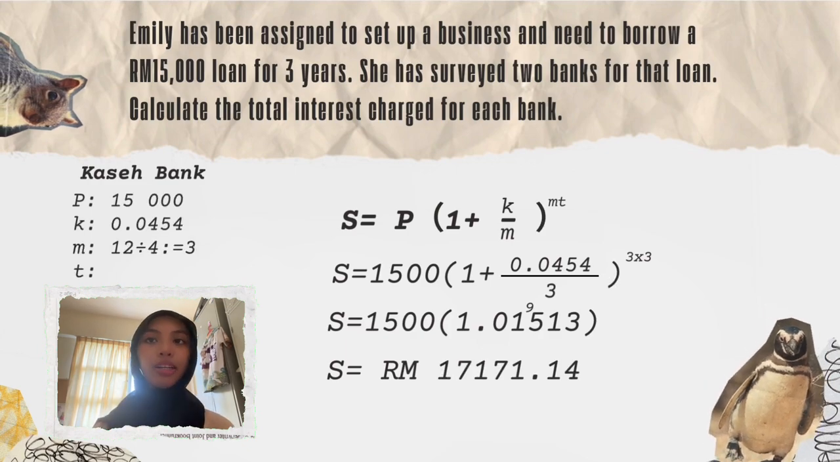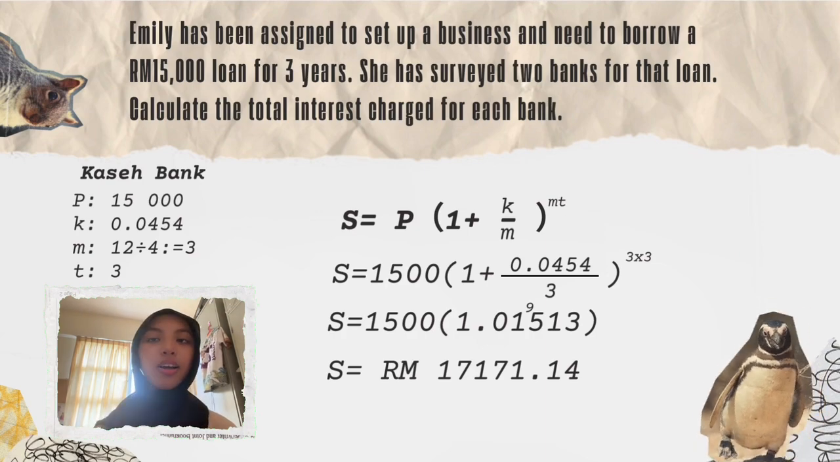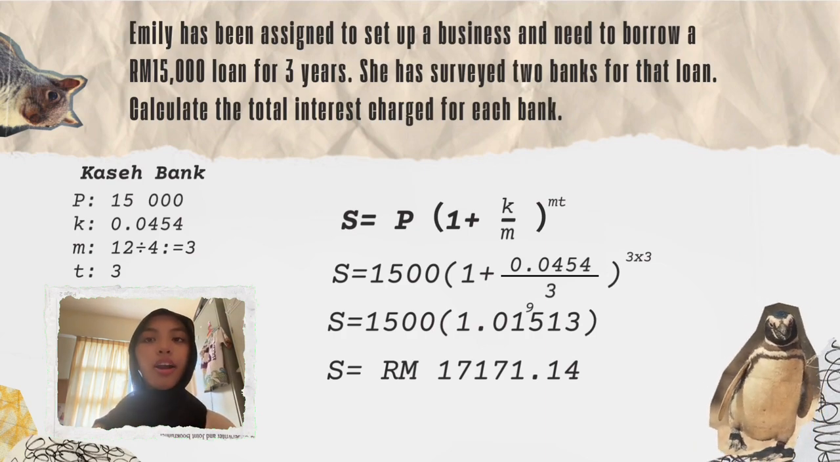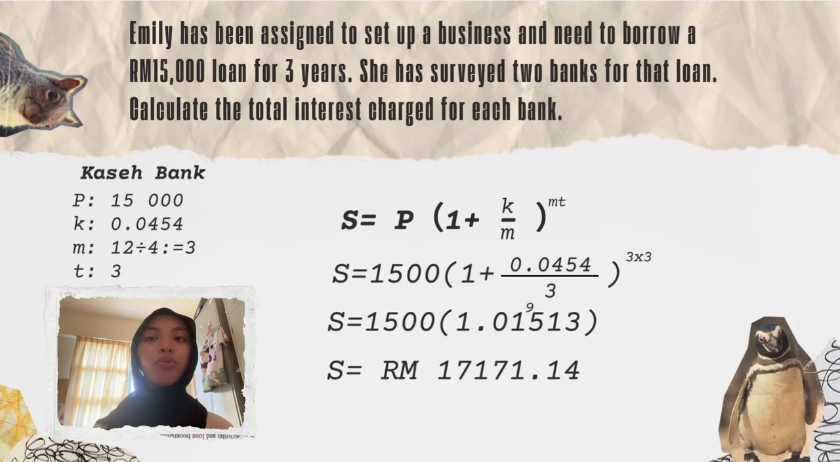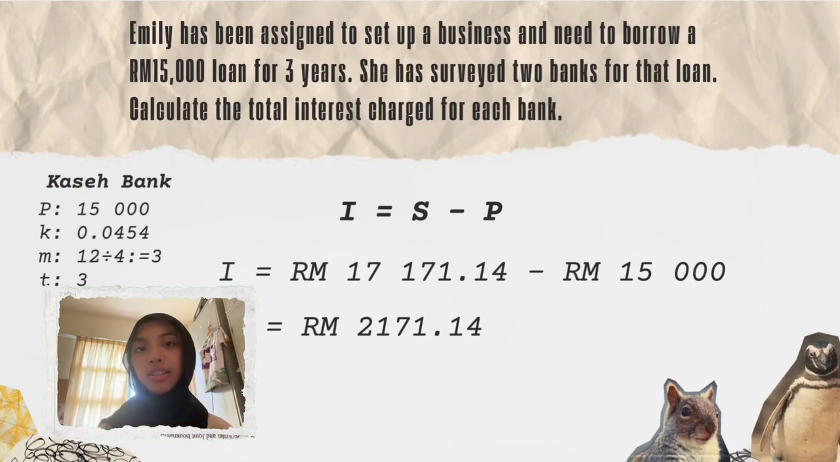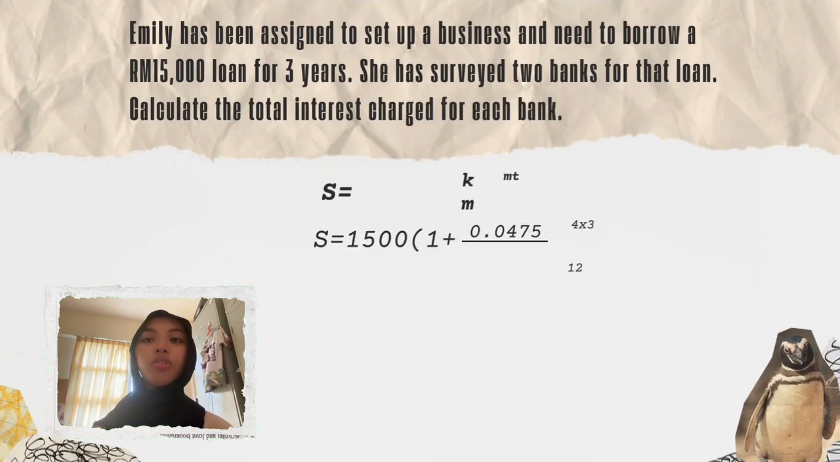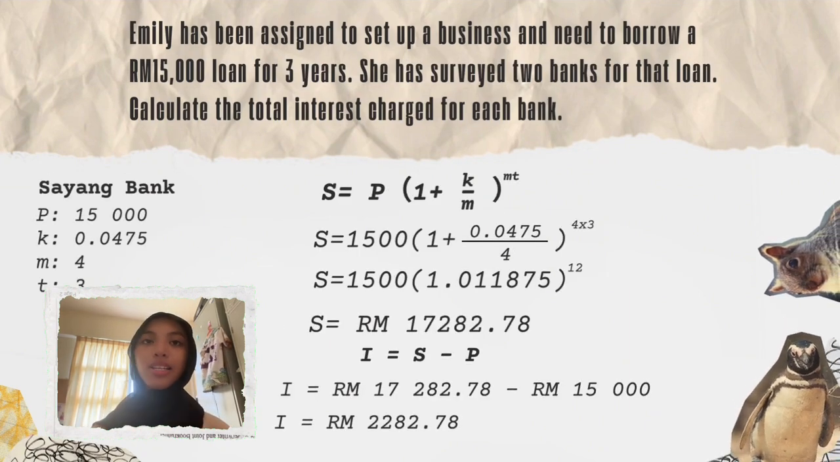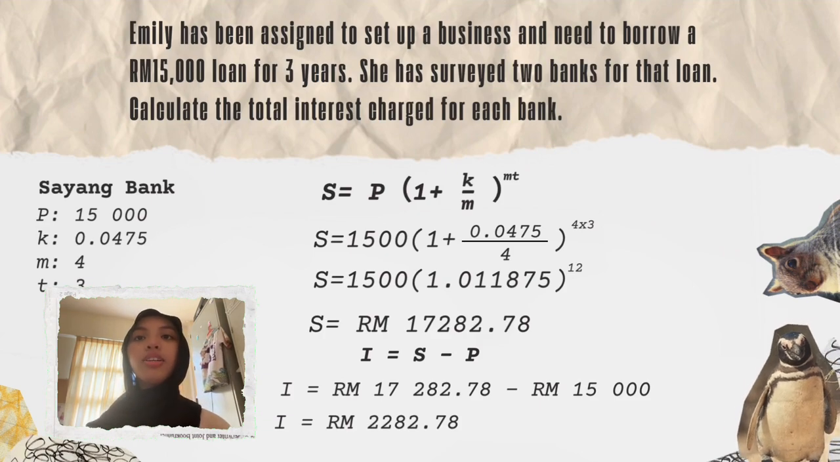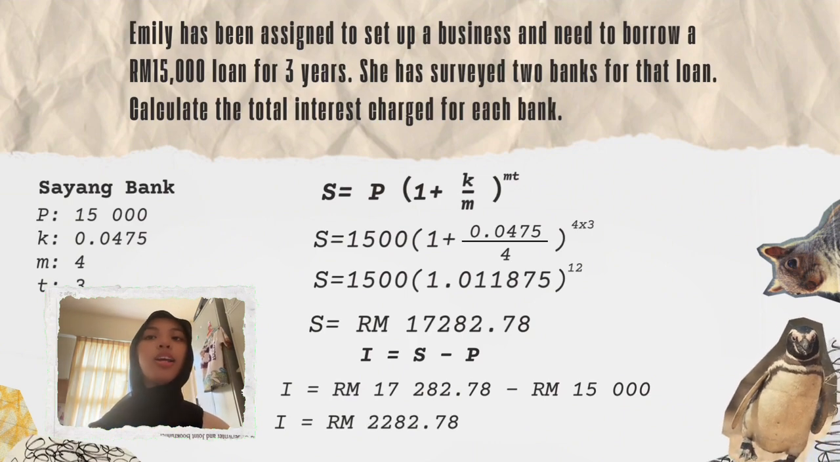First, we use the S formula. We key in the data in the calculator, and we get the answer RM17171.14. Second, we calculate the I by taking the answer we got for S minus 15,000, and we get RM2171.14. Now for Sayang Bank, using the same formula as for Kasih Bank, the S for Sayang Bank is RM17282.78, and the I is RM2282.78.